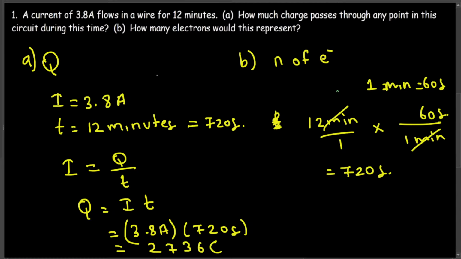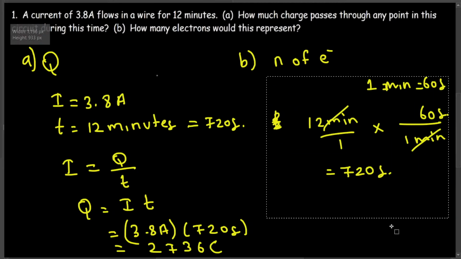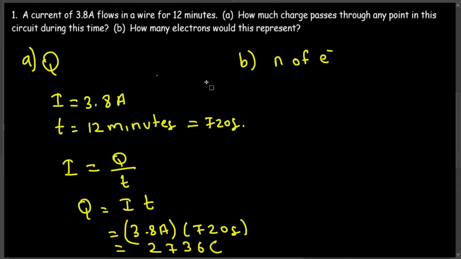Now the next thing is we have to find out the number of electrons. To find the electrons, first we have to know how much charge one electron contains. That one you have to memorize. So one electron contains 1.6 times 10 to the power of minus 19 coulomb. Here we have 2736 coulomb. We have to find out how many electrons contain this charge.